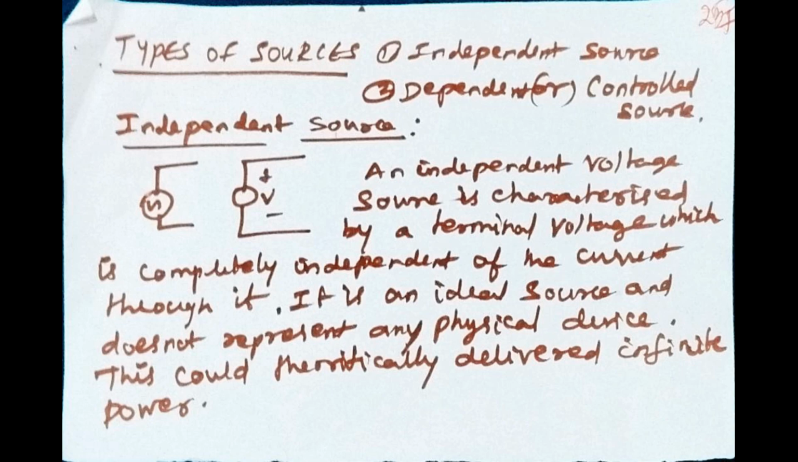An independent voltage source is characterized by a terminal voltage which is completely independent of the current through it. It is an ideal source and does not represent any physical device. This could theoretically deliver infinite power.